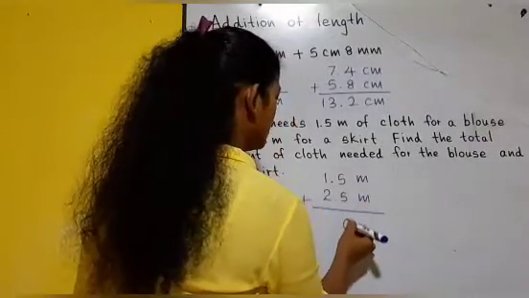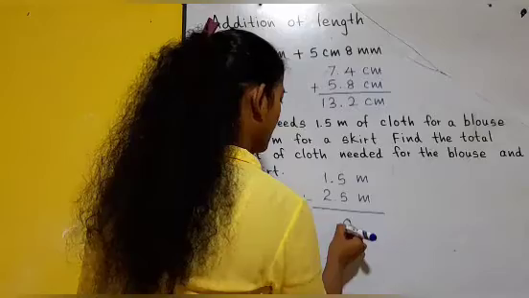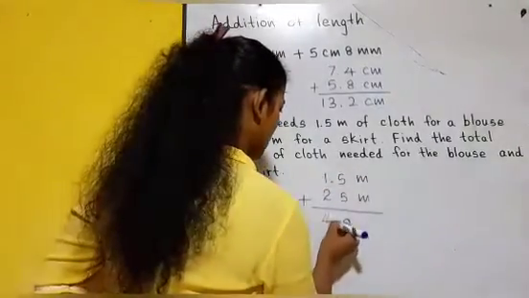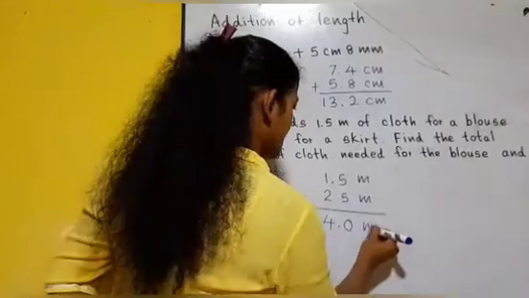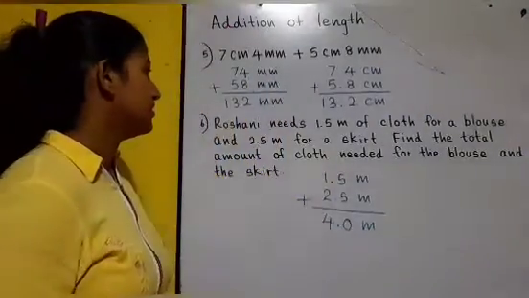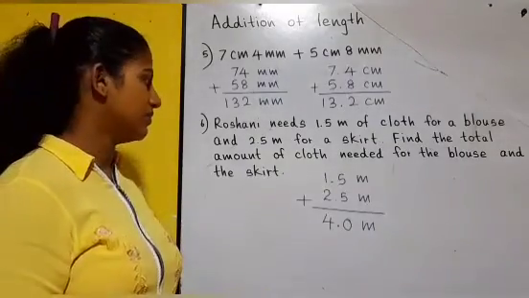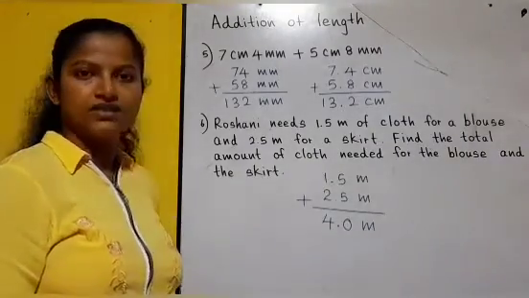5 plus 5, 10. Then 1 remaining. Then 2 plus 1, 3. 3 plus 1 is 4. 4 meters is the answer. We need 4 meters of total cloth for the blouse and the skirt.